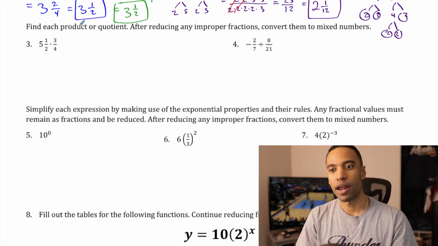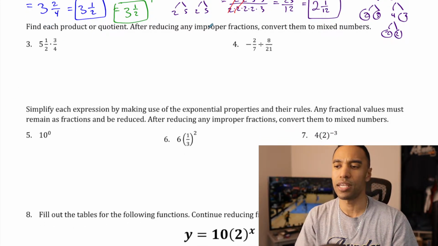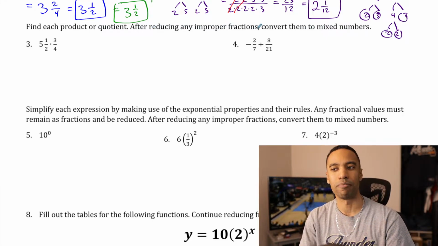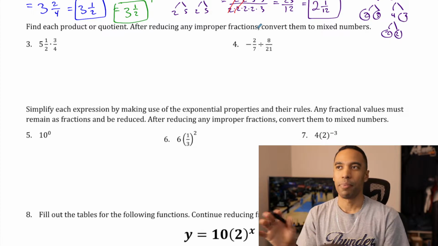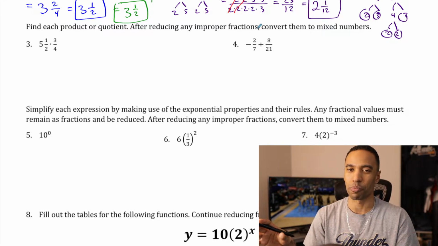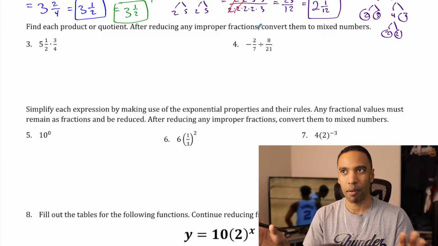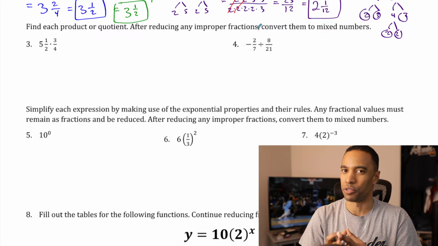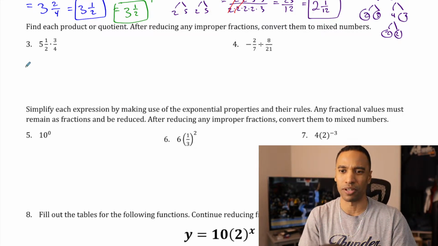All right, find each product or quotient after reducing any improper fractions, convert them to mixed numbers. You even see how I'm stating reduce first because we're not going to be converting to mixed numbers all the time. I mean, we are in these problems here, but generally improper fractions are good. So don't think about mixed numbers first before you think about reducing first, please. That's a general idea I'm going to ask.